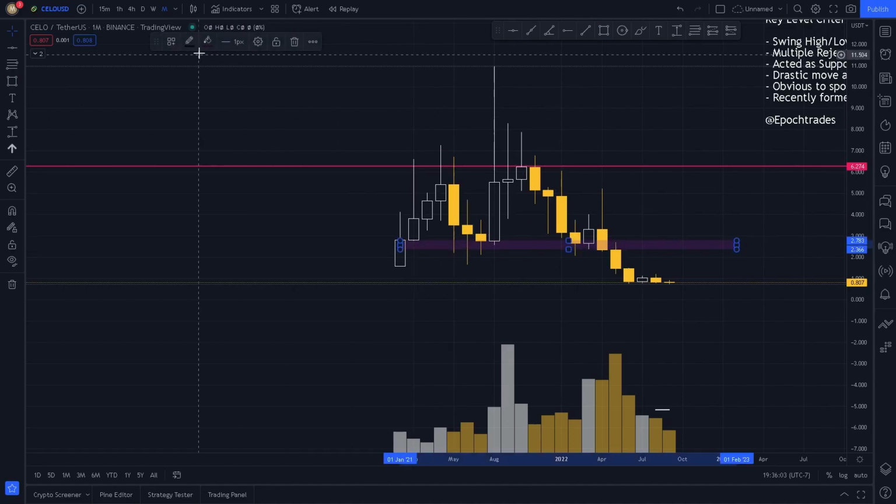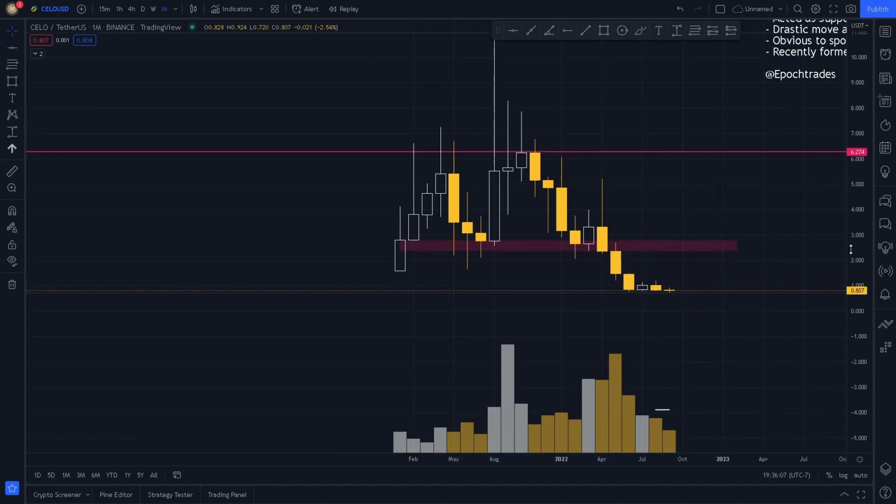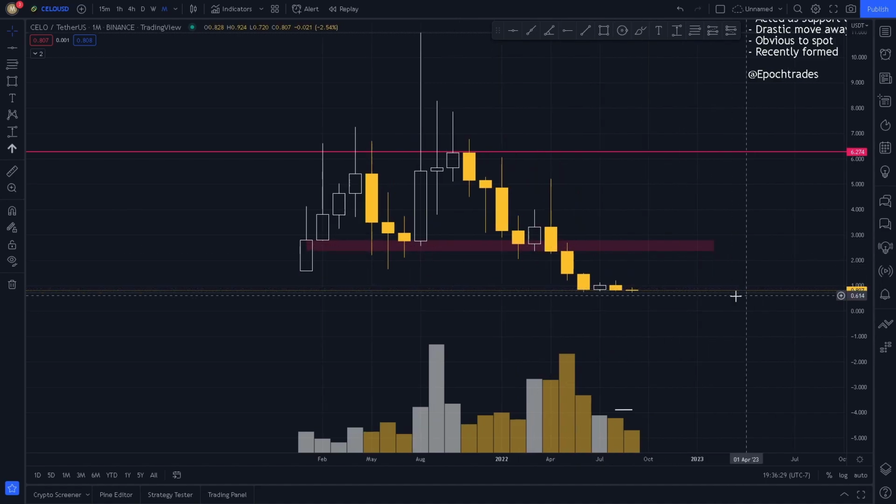Now, what we can use this level for is future reference. As price comes back up, we know that price has recently reacted to this level, as these candles here show. And we also know that it was established a long time ago, making it a very key level, as we see two huge reactions on the monthly chart. So now let's move to the weekly and see what else we can find.